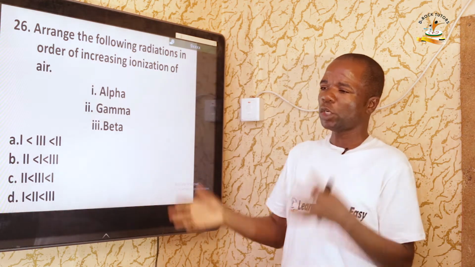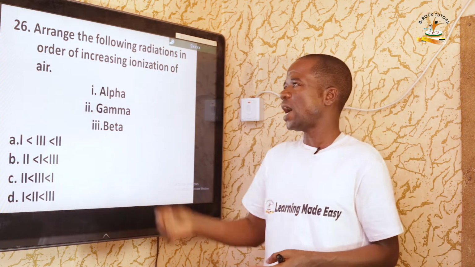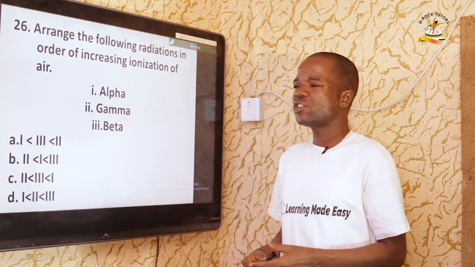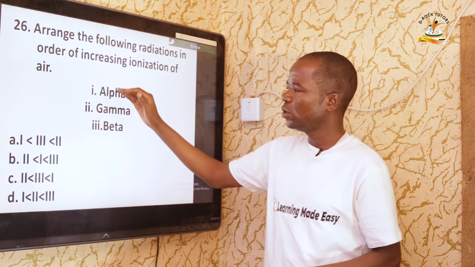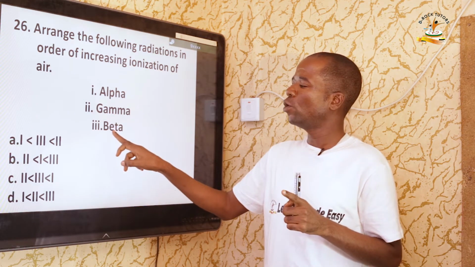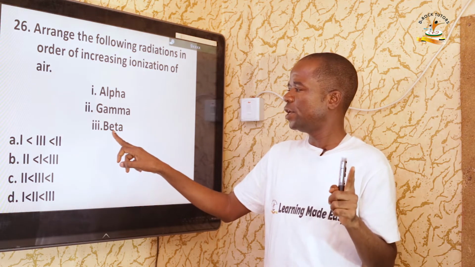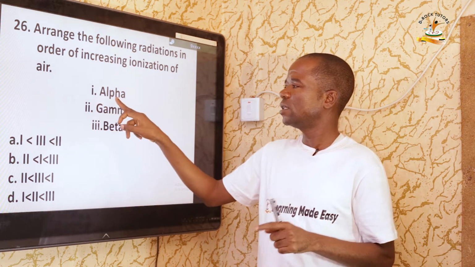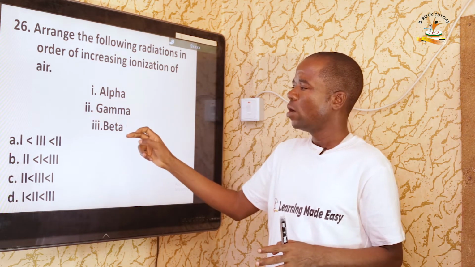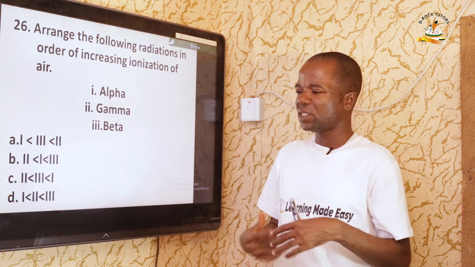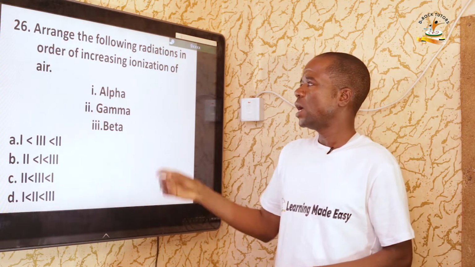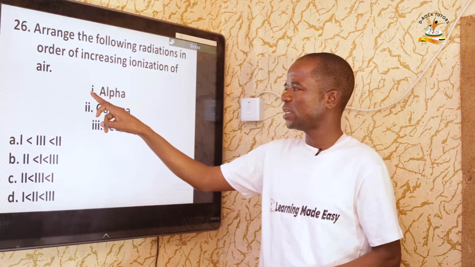Don't forget, the question could be twisted around and you could be asked to arrange them in increasing order of their penetrating power. Out of the 3 of them, gamma ray has the highest penetrating power, followed by beta particle, and then lastly, the one that has the lowest penetrating power is alpha particle. So if you are to arrange these 3 radiations in increasing order of their penetrating power, we will be starting with alpha particle.